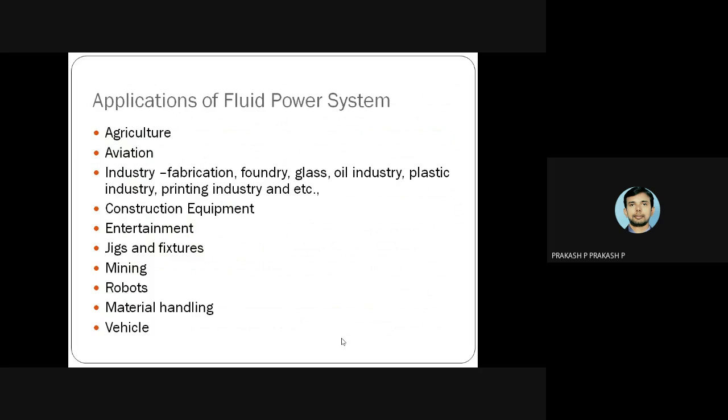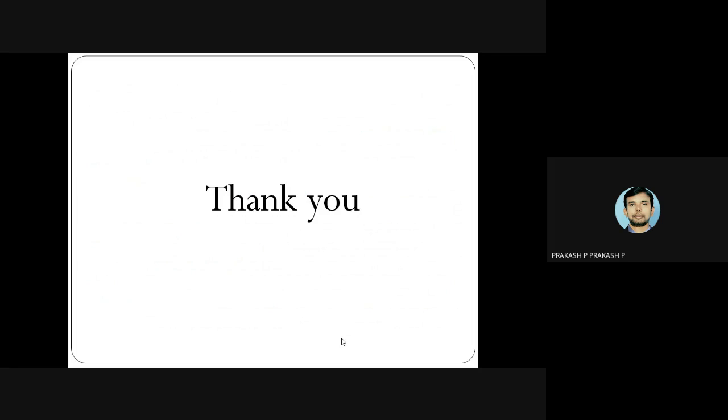The major applications of fluid power systems are agriculture, aviation, and industries like fabrication, foundry, glass, oil, plastic, printing, and so on. A lot of industries use both hydraulic and pneumatic systems. Other applications include construction equipment, entertainment, jigs and fixtures, mining, robotics, material handling, and vehicles. These are the many applications where, with the help of hydraulic and pneumatic systems, we can control and perform work. Thank you.